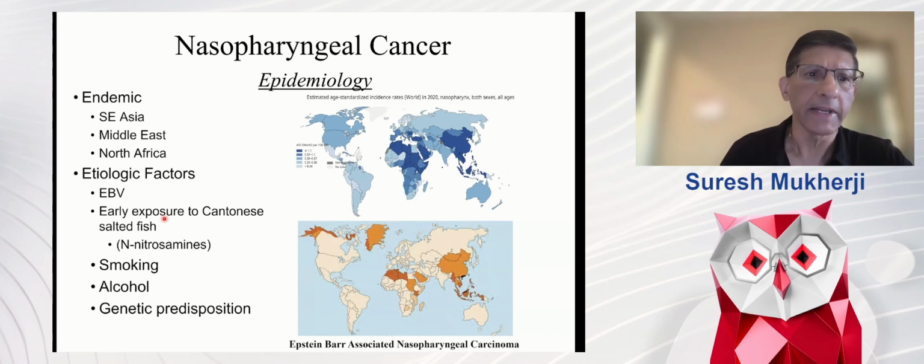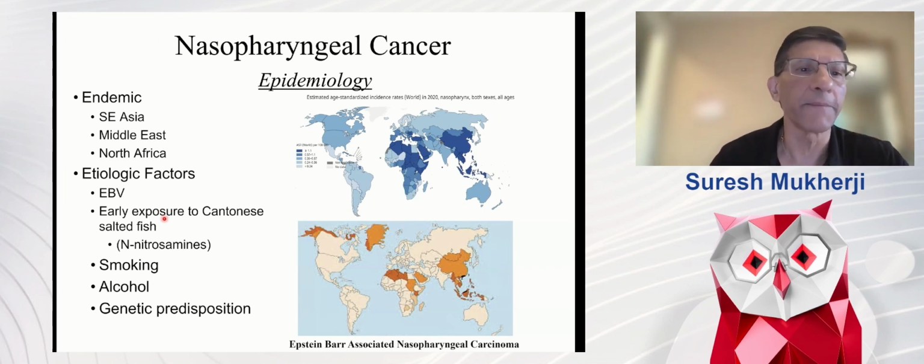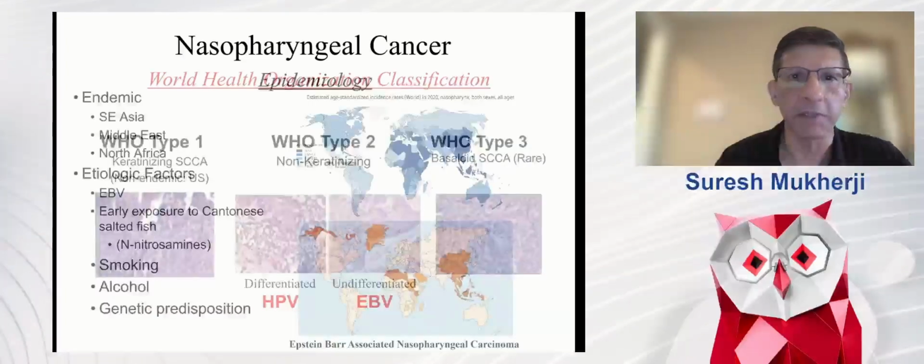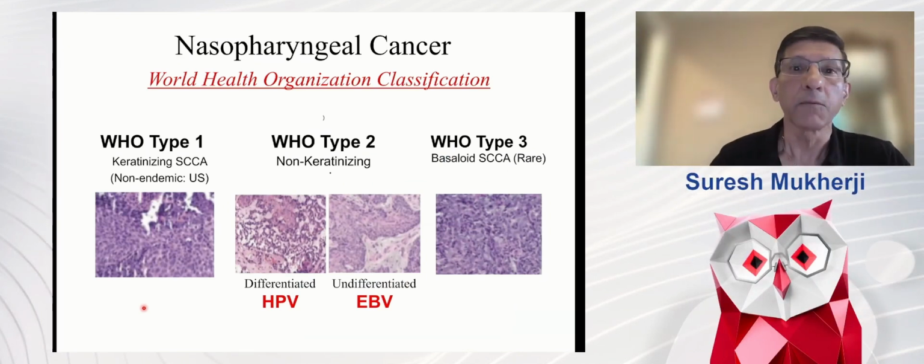Now, there are other etiological factors that have been associated with nasopharyngeal carcinoma. We can have early exposure to Cantonese fish. Some people feel it's a toxic effect due to the nitrosamines. It has been associated with smoking, it's been associated with alcohol, and there have been various genetic predispositions. So like in any type of carcinomas that involve the head and neck, oftentimes it's multifactorial. So when we look at the histology, there are different types of histology of nasopharyngeal carcinoma.